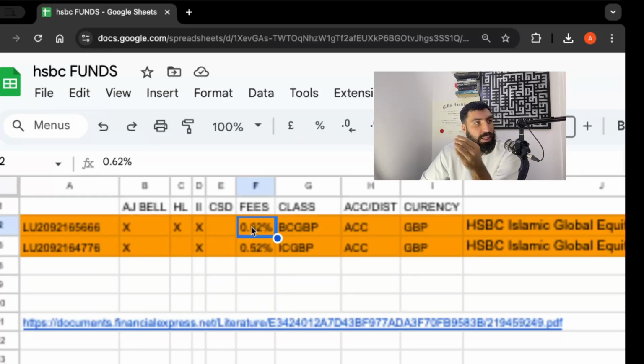So let's try and find out why there is a difference in fees between them. And actually, you'll notice the 0.52% fund isn't even available on Hargreaves Lansdown. So perhaps you shouldn't be investing in this fund on Hargreaves Lansdown because it's cheaper to invest into it on AJ Bell because you can choose the IC version.